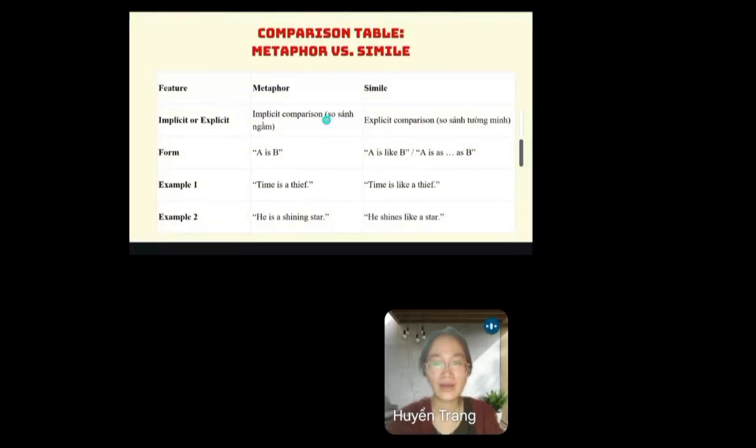To sum up, a metaphor transfers meaning through similarity, and here is a comparison table to help us clearly see the difference between simile and metaphor. Metaphor is implicit comparison, and simile is explicit comparison. Similes use like or as, while metaphors directly state a comparison without these words.